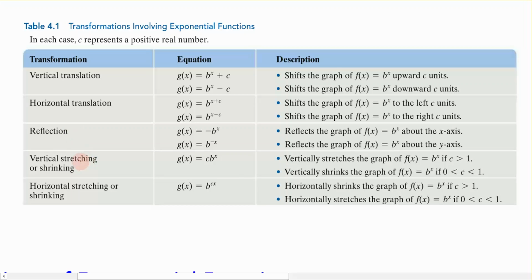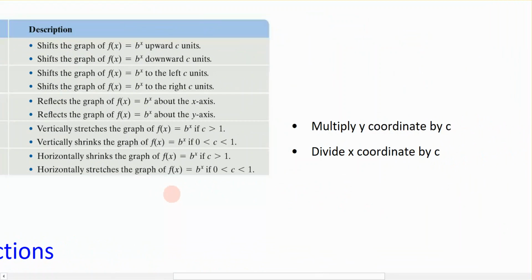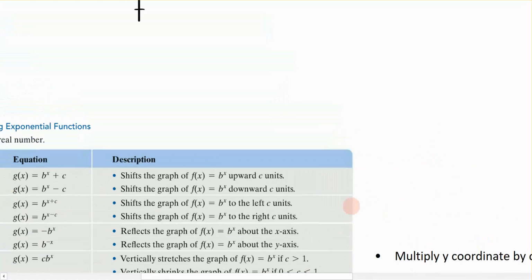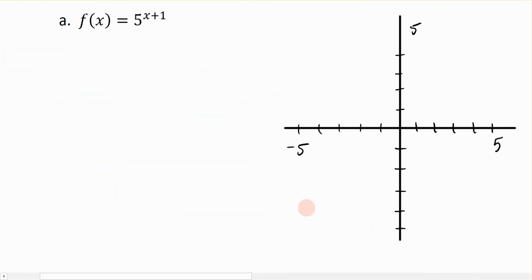Then we have vertical and horizontal stretching and shrinking, and these two are probably the hardest. I did put a note in here that when you're doing a vertical stretch, you're going to end up multiplying the y-coordinate of an ordered pair by whatever that c is. And then if you have your horizontal stretch or shrink, you divide the x-coordinate by c. So I wrote that in the notes. I would make sure that you had that available as you went through the homework and the notes.